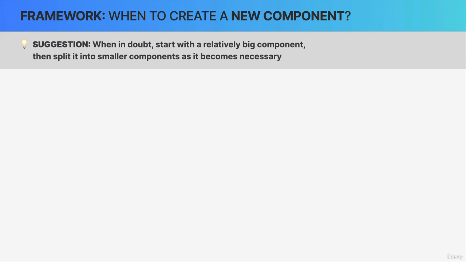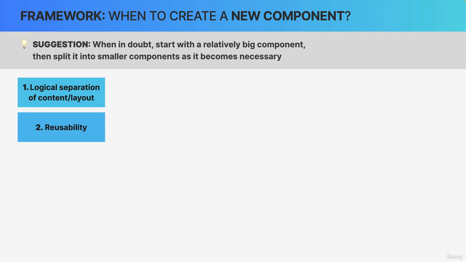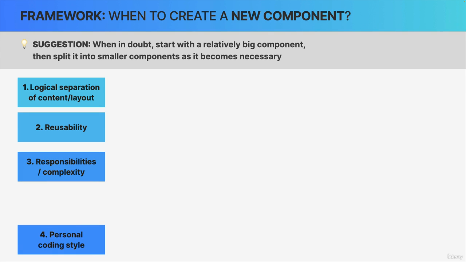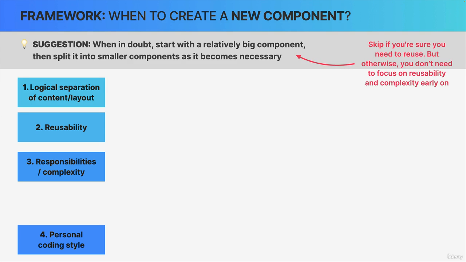Well, that's where the 4 criteria come into play again. So logical separation of content, reusability, the responsibilities and complexity of the component, and your personal coding style. Now, of course, if you already know that you need a small and reusable component, such as a button, you can just skip all this and simply create a component. But otherwise, you can just start big and don't need to focus on reusability and complexity at the very beginning. At some point, however, you do need to worry about these topics. And so let's analyze them one by one, starting with logical separation.